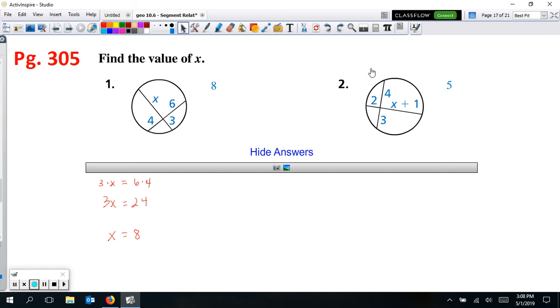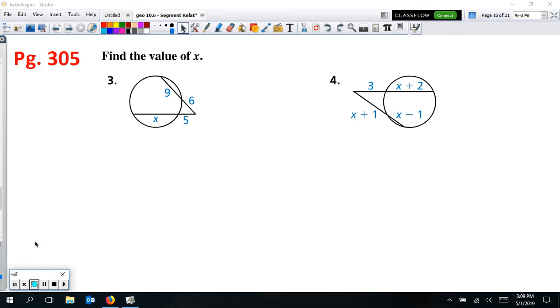For this one, you're going to see you're going to be multiplying this 2 times x plus 1. That's a distributive property. Eventually gives you 2x plus 2. You're also going to set it equal to multiplying 4 times 3, which gives you 12. So you subtract 2, and then you divide by 2 to give you that 5 answer. Alright, so now go on to 3 and 4.